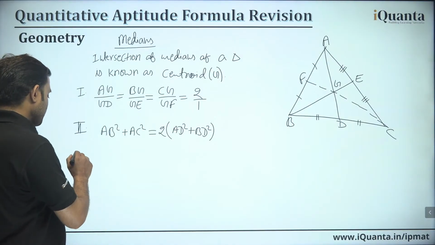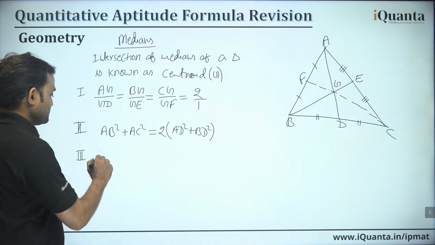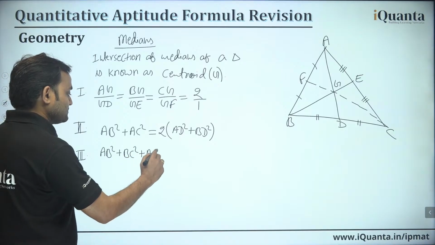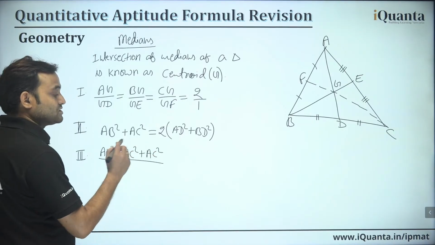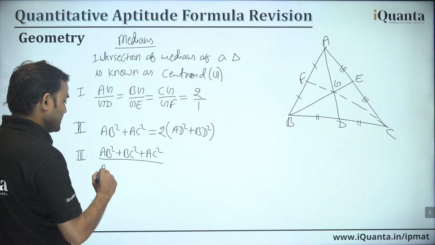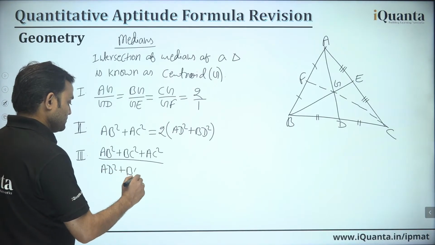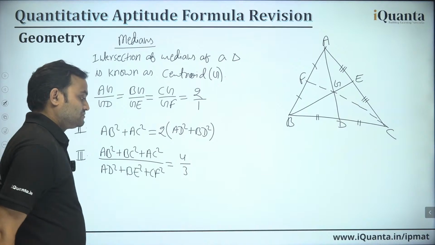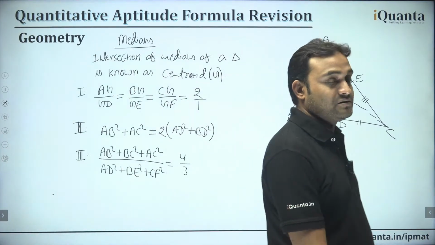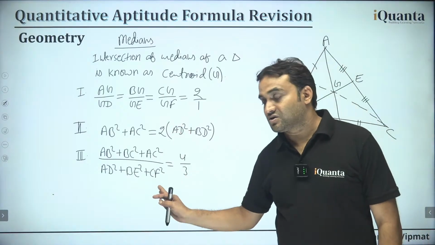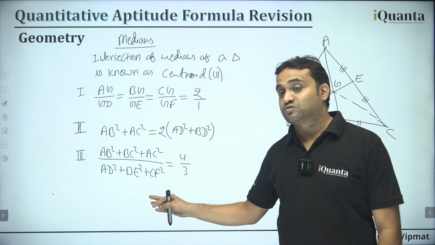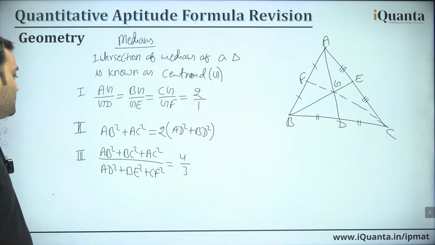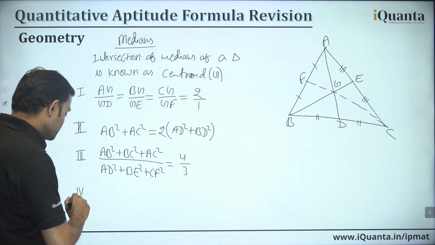Apart from this, we can also say that in terms of medians, the ratio of the sum of squares of the side lengths to the sum of squares of the medians, which is AD square plus BE square plus CF square, will be equal to 4/3. This is the relation between the sum of squares of the sides upon the sum of squares of all the medians, which is equal to 4/3.